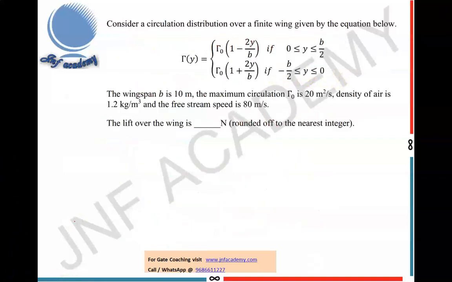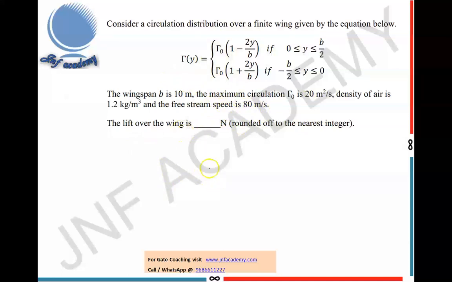Okay. And the next question is, yeah. So consider a circulation distribution over a finite wing given below by the equation. So they are given the circulation of the finite wing and it has been given like this, right? So now with that, what they have asked is the wingspan is given to be 10 meter, right? And the maximum circulation, which is the gamma naught, which is given in the question, has been given to be 20 meter square per second. The density of the air is also given. The free stream velocity is also given. Now they are asking the lift over the wing, the entire wing they are asking.